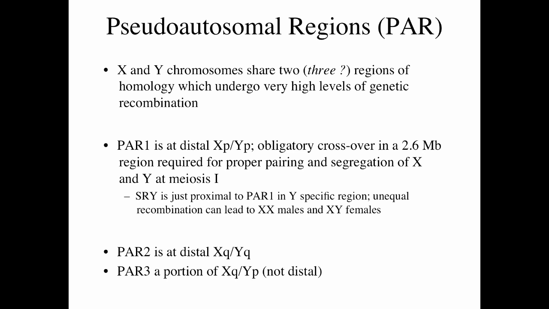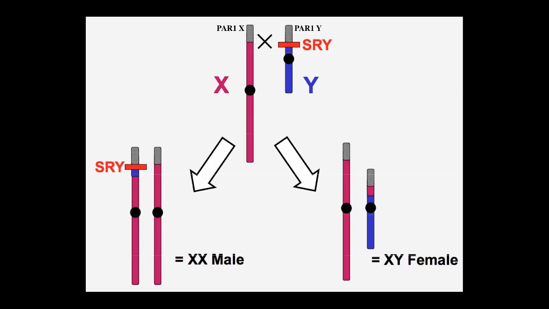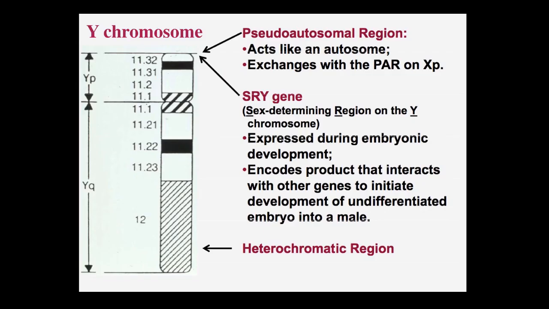Now it turns out that the SRY gene is just proximal to the pseudoautosomal region in the Y chromosome, and unequal crossing over in this pseudoautosomal region between X and Y can lead to XX males and XY females. This is just a hypothetical example of what could occur, so it's showing crossing over leading to an XX male or an XY female. The pseudoautosomal region acts like an autosome where there's exchanges on the XP region with X and Y.